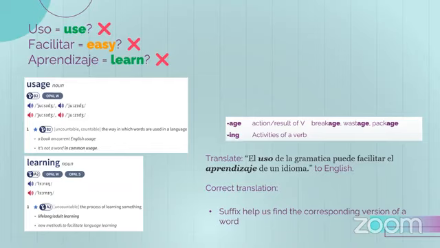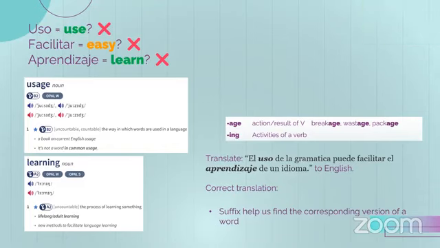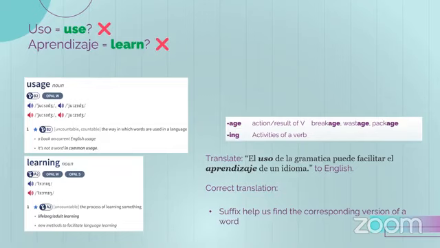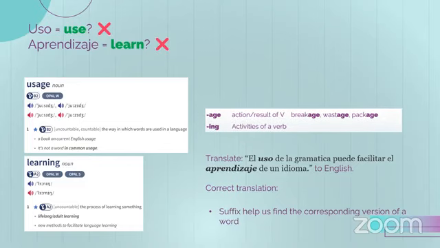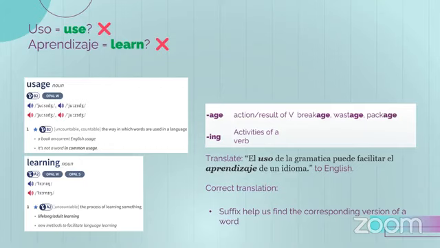The same with "facilitar." "Facilitar" is a verb. In this case, this was an example, but let's ignore the word "facilitar." Let's focus on "aprendizaje." Okay, let's eliminate "facilitar." If I apply the same structure, we have "el aprendizaje."